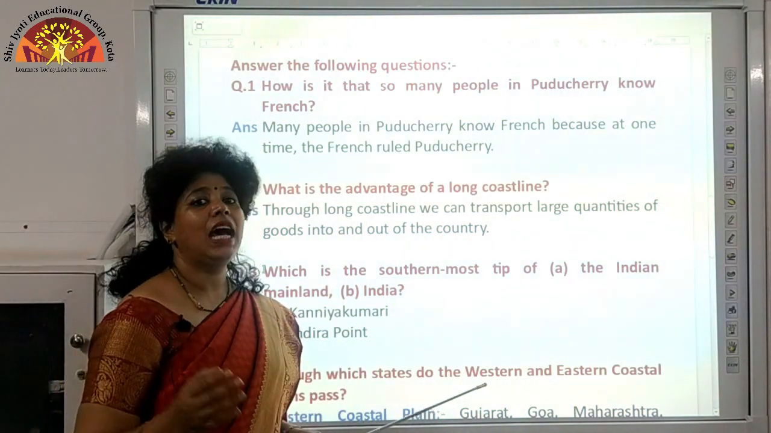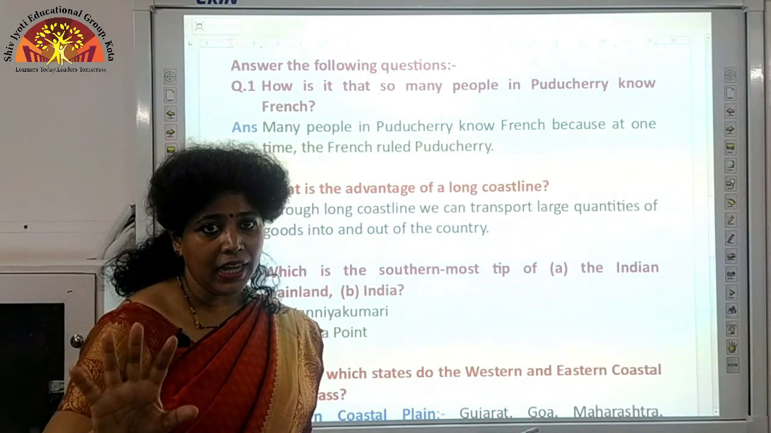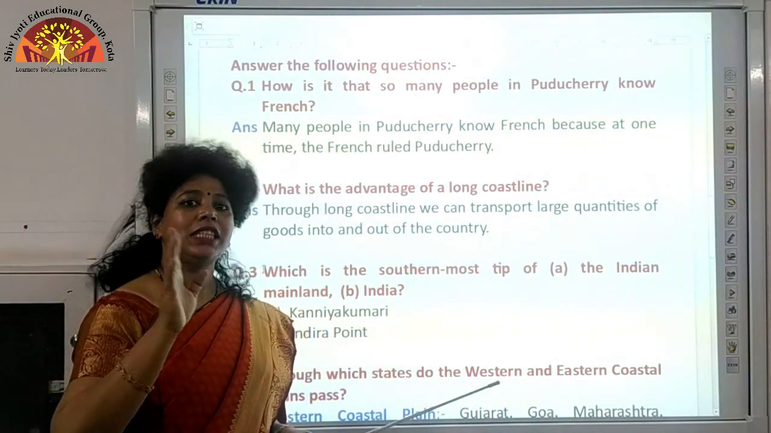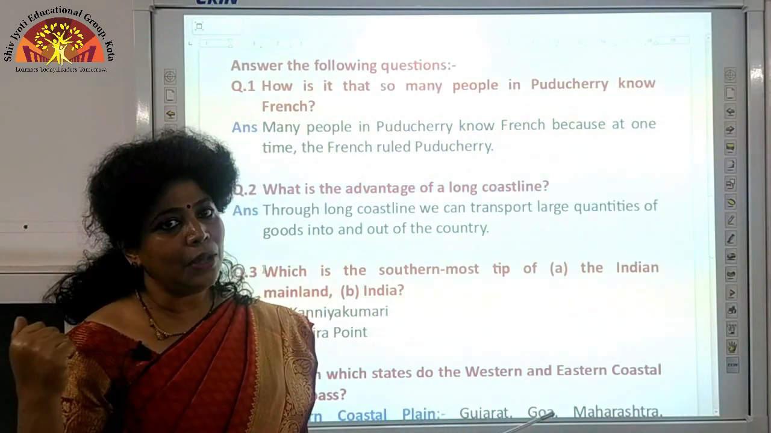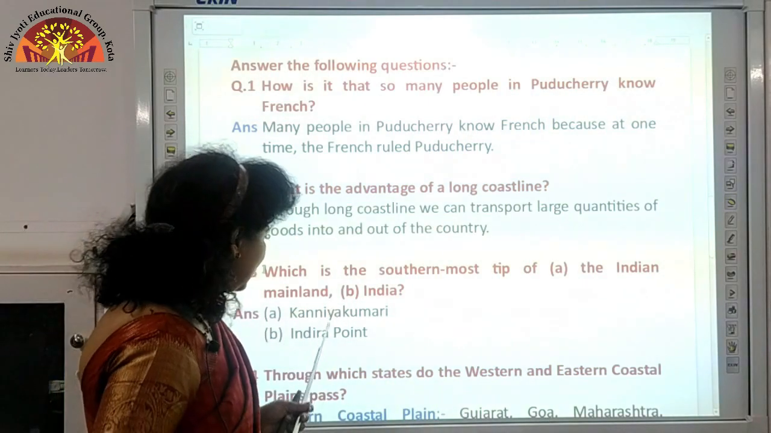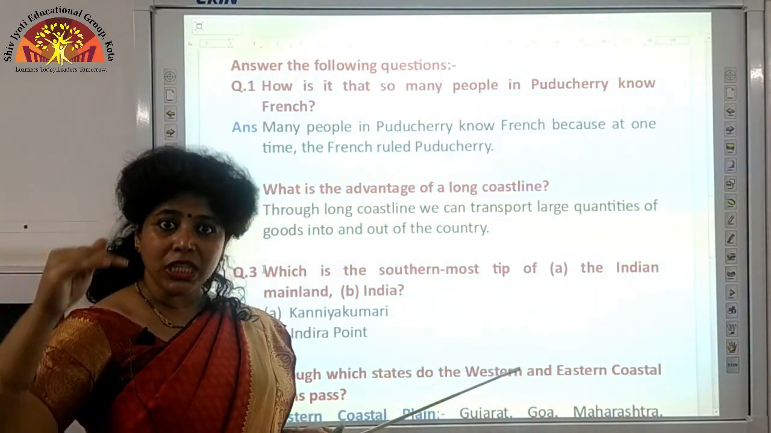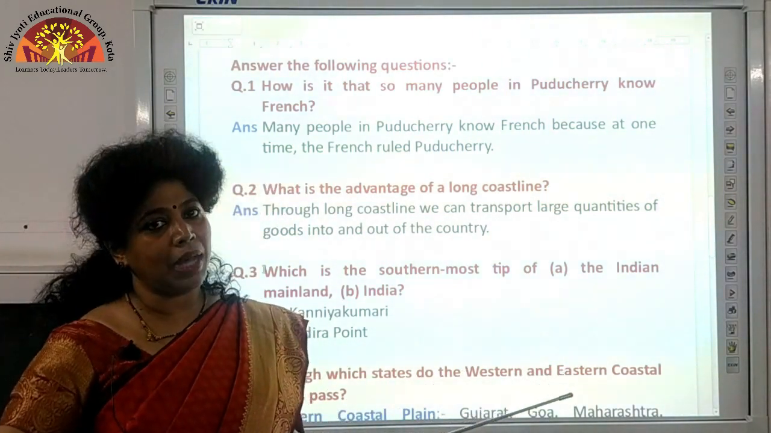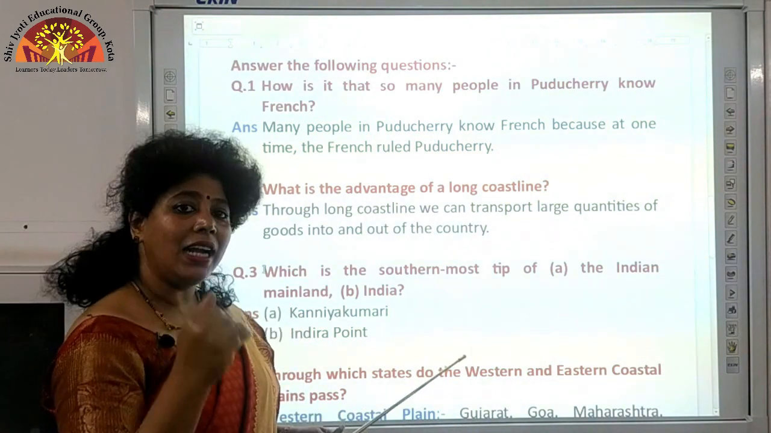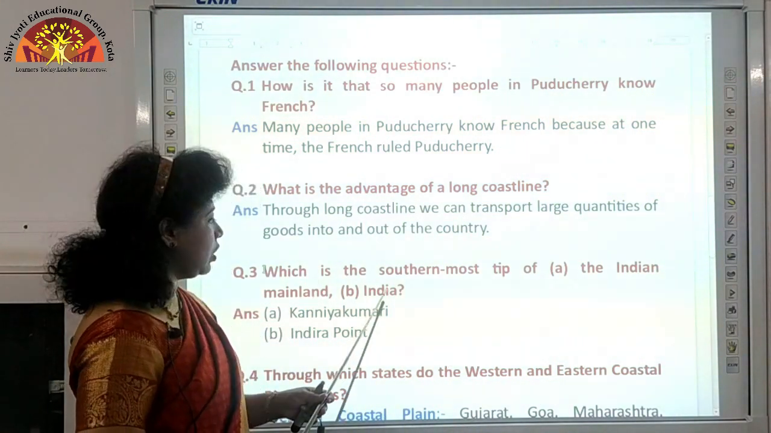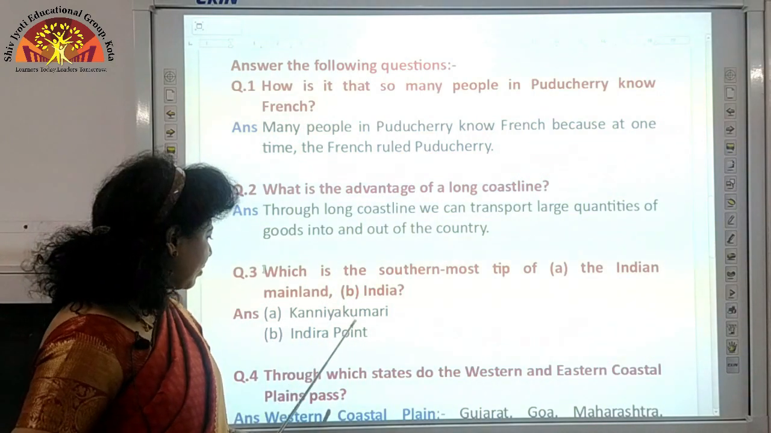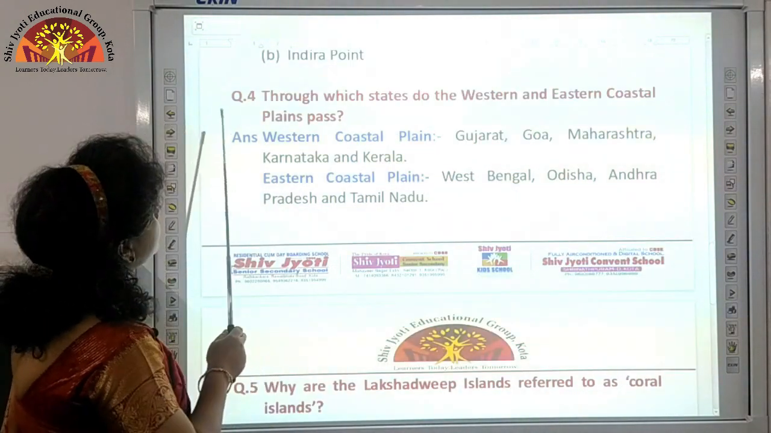You know that India includes mainland India and the two islands, Lakshadweep Islands and Andaman Nicobar Islands. And since Indira Point is the lowest part in Andaman and Nicobar Islands, that will become the southernmost tip of India. Let us now come to the fourth question.